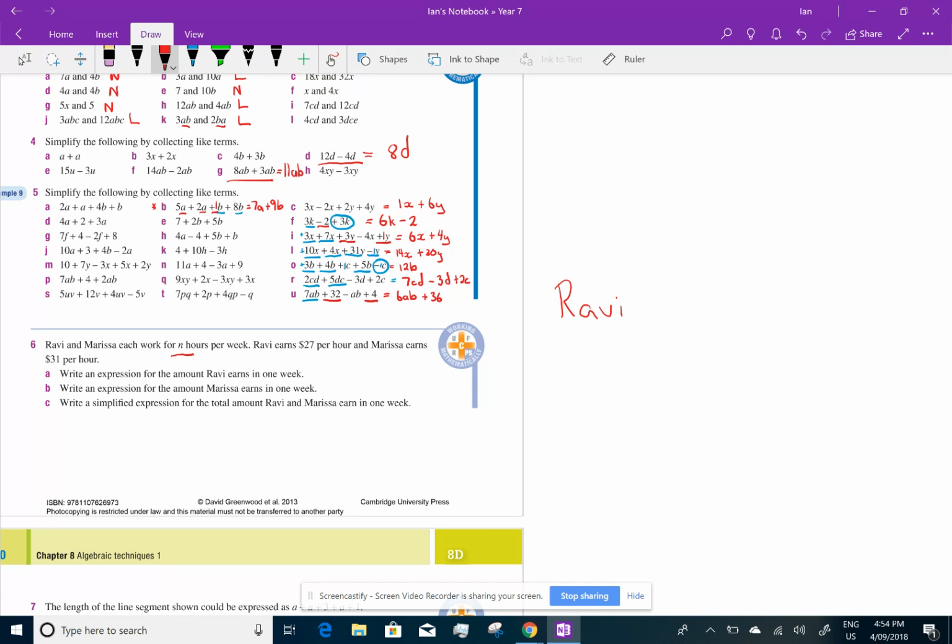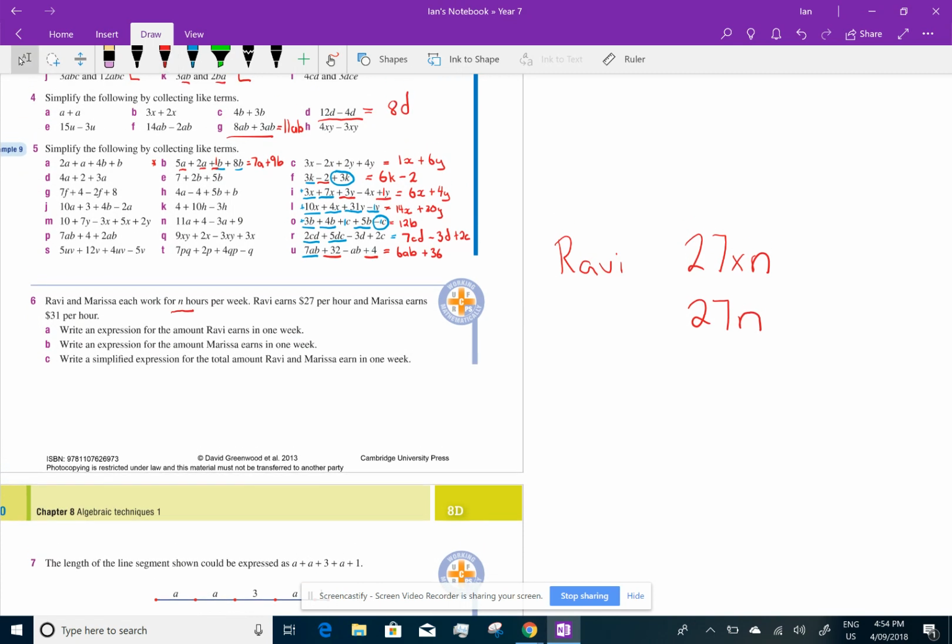Ravi earns $27 per hour, but he's worked n hours. Now, if he worked 1 hour, he'd get 27 times 1. If he worked 2 hours, you get 27 times 2. Or if Ravi worked 3 hours, it'd be 27 times 3. But Ravi worked n hours, so it's 27 times n. And because this is algebra, we don't need the multiplication sign. We just can say Ravi earns $27N.